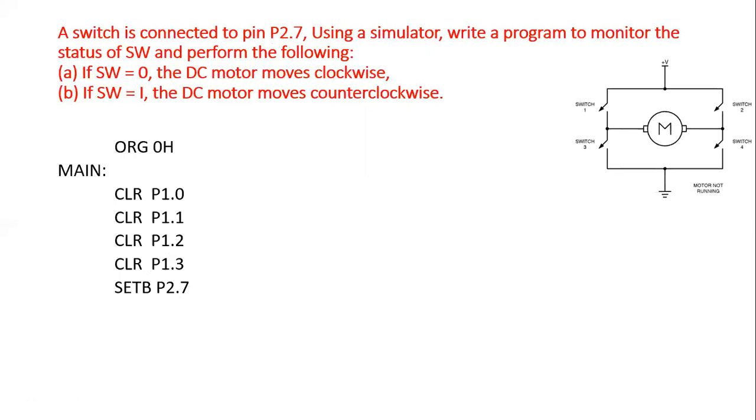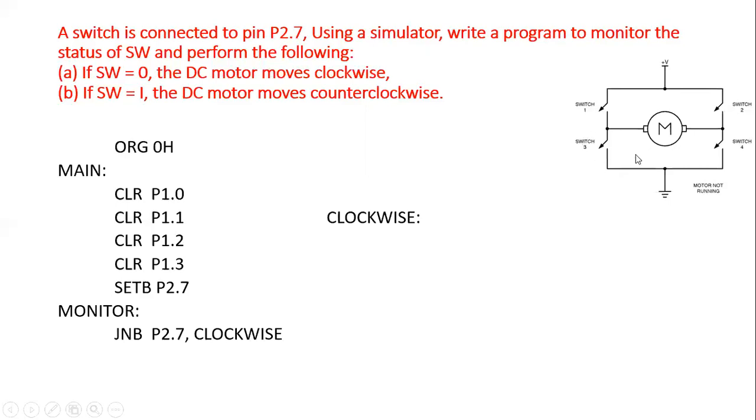Next, we monitor the switch condition by using the JNB instruction. If the switch is not pressed, then it goes to the clockwise address. In the clockwise routine, we are going to operate the switches. So here you understand this: switch 2 is connected to P1.0, and switch 1 is connected to P1.1.